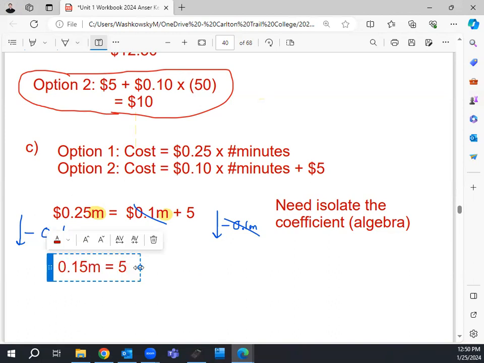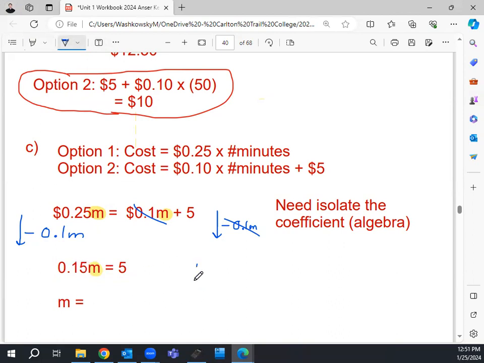But remember, my goal is I want to know what the minutes are equal to, not what 0.15 of the minutes are equal to. So remember, my goal is I just want this m by itself. There's now something attached to it, which is the 0.15, right? So what am I going to do? I'm going to do the opposite. This is 0.15 times m, right? So the opposite of times is dividing it. And it's the same number, 0.15.